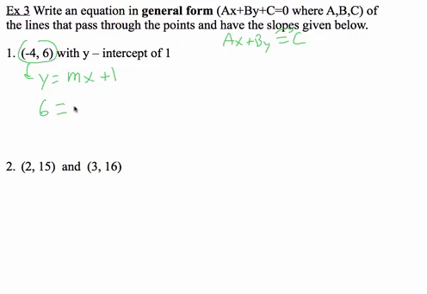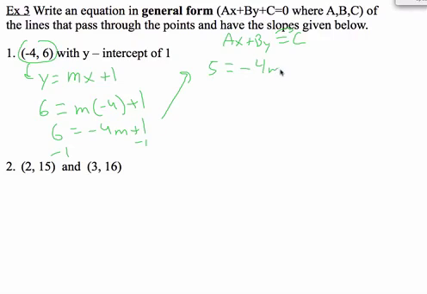6 equals m times negative 4 plus 1. 6 equals negative 4m plus 1. And we're going to subtract 1 from both sides. We get 5 equals negative 4m. Divide by negative 4. We get m equals negative 5/4. So the equation is y equals negative 5/4 x plus 1.